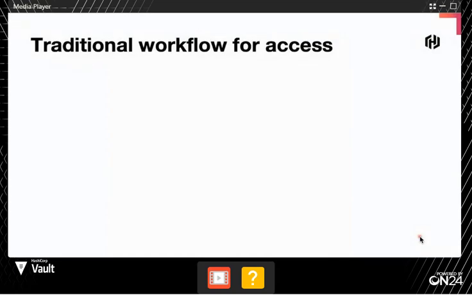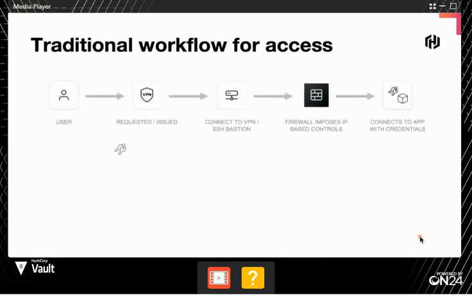So again, we're familiar with this traditional workflow for access into our back end, right? Human to machine access. A user comes in, we want to get into our back end to access a system, a database or something that's back there. So we usually have an SSH key. We want to establish a VPN session. Maybe we have an SSH bastion, etc.